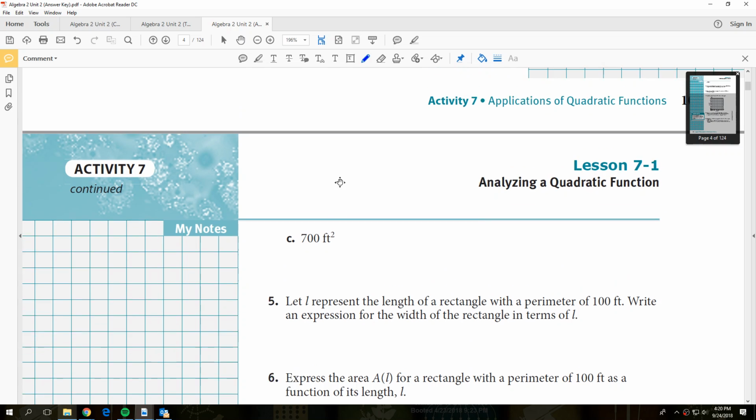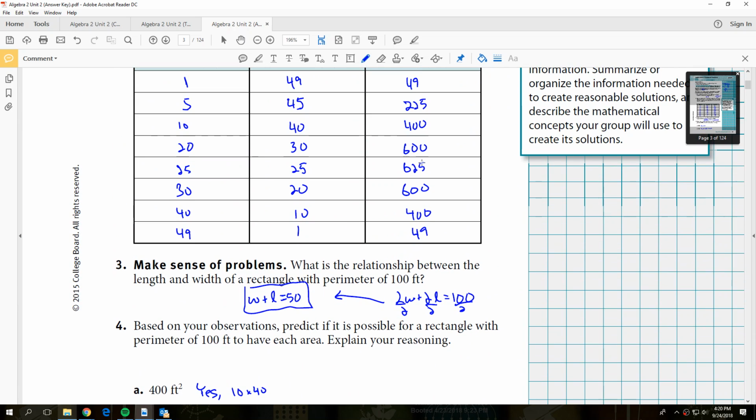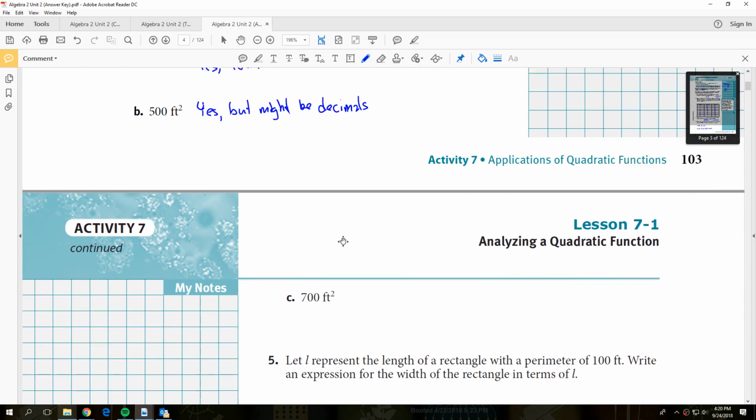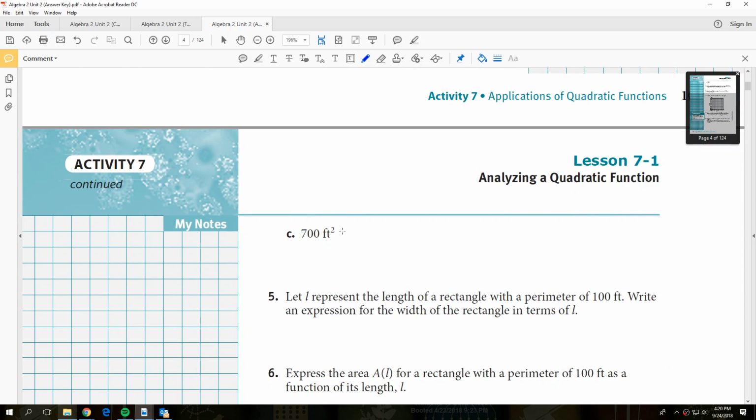Well, as we saw here, the maximum as far as we can tell is 625. We'll see that for sure in a second here. Max appears to be 625 feet squared.